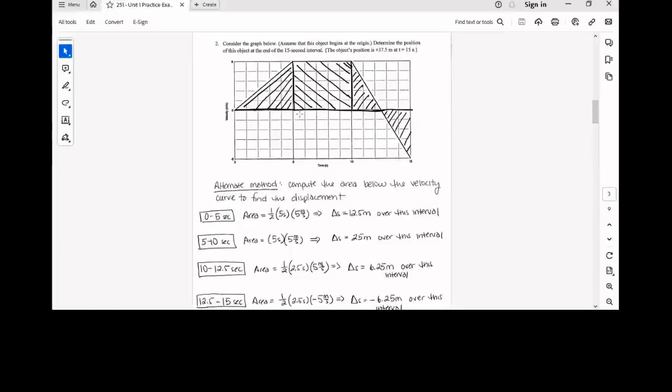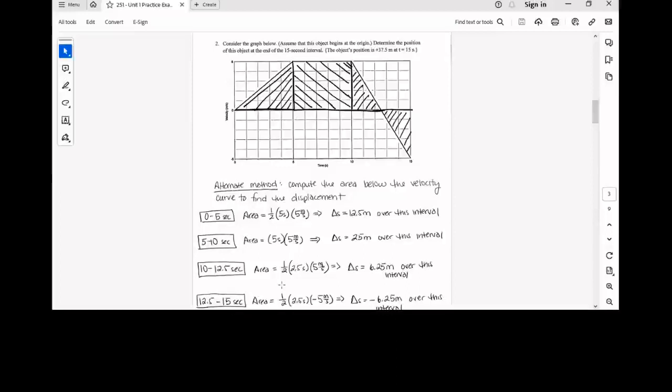This first one has a width, or like a base, that's 5 seconds wide. It's got a height of positive 5 meters per second, such that 1/2 times 5 seconds times 5 meters per second gives you a displacement of 12.5 meters over that 5-second interval. Next, take the area of the rectangle that's 5 seconds wide and 5 meters per second tall for an additional 25 meters of displacement.